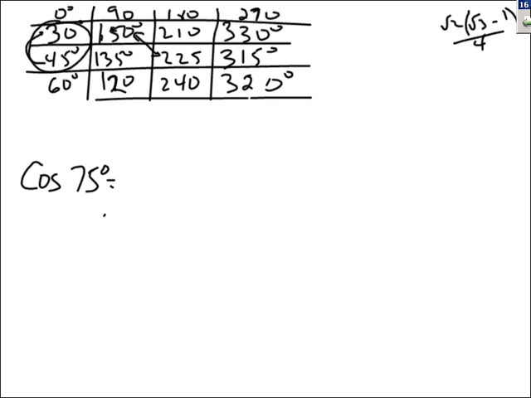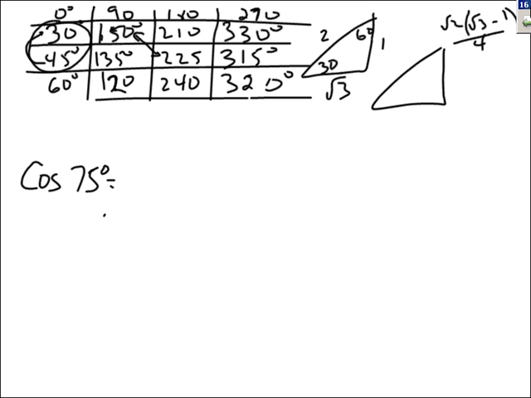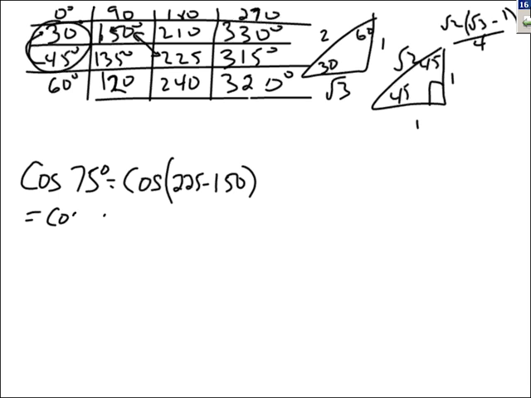Okay. We have the answer in the top corner. Make sure we get that same answer. 30, 60, 1, 2, square root of 3, 45, 45, 90, 1, 1, square root of 2. Okay. Well, 75 is the same as 225 minus 150. That is, it's the cosine of 225 minus 150.